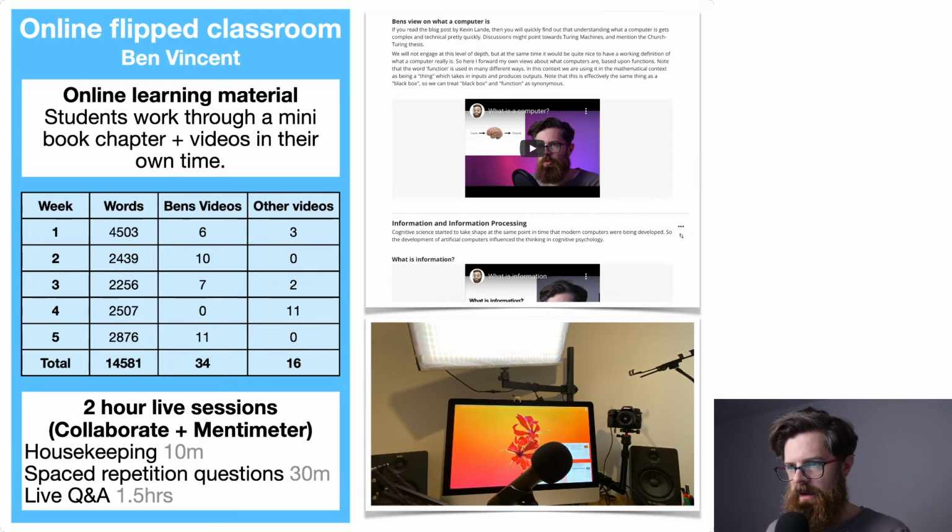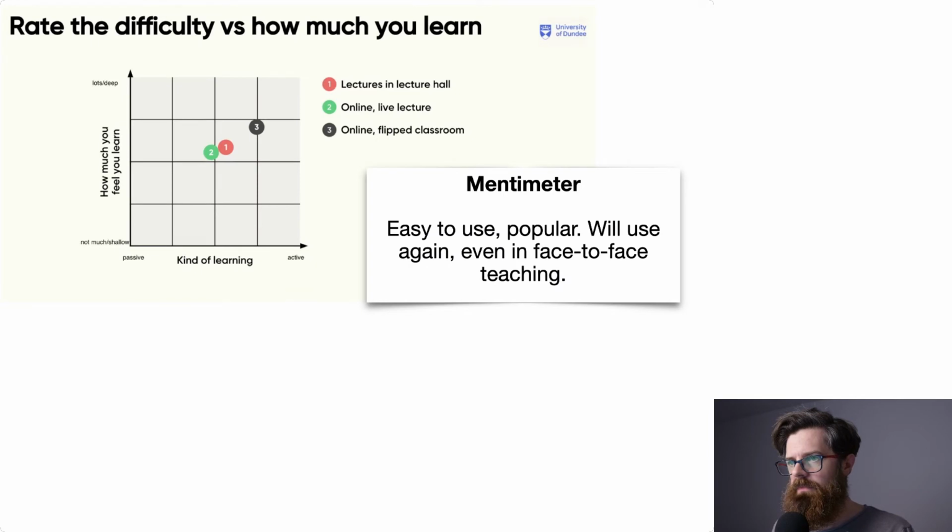Really engaging for me, but also the students as well. So in the last session, I elicited some feedback, and this actually shows you the kind of output that you can get in Mentimeter as well. And so what I asked the students to do was to consider 3 different types of teaching.